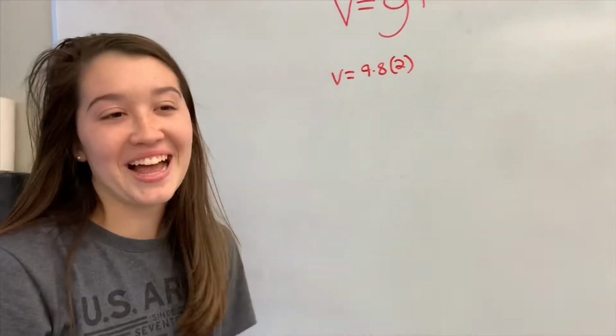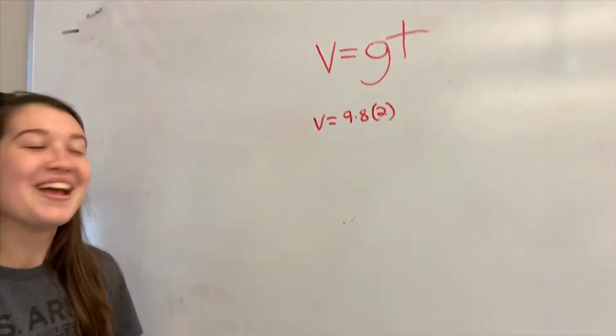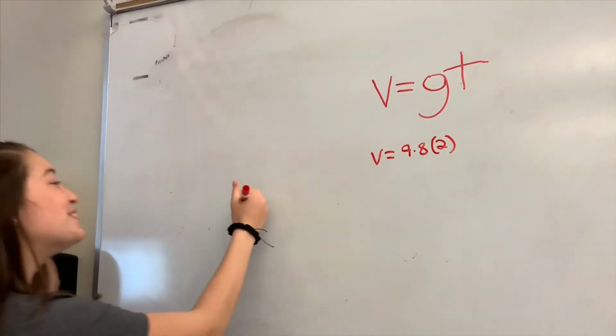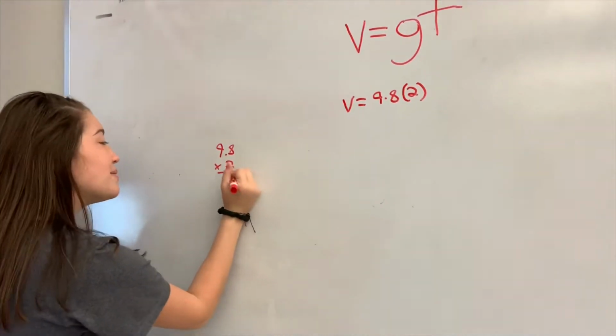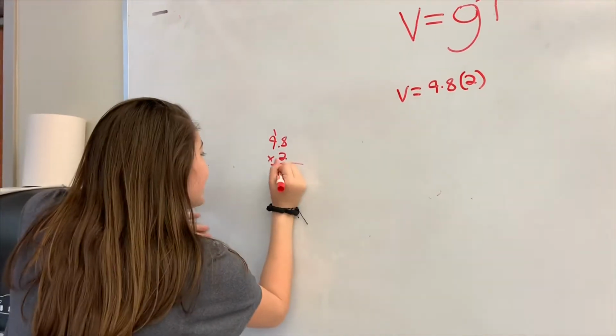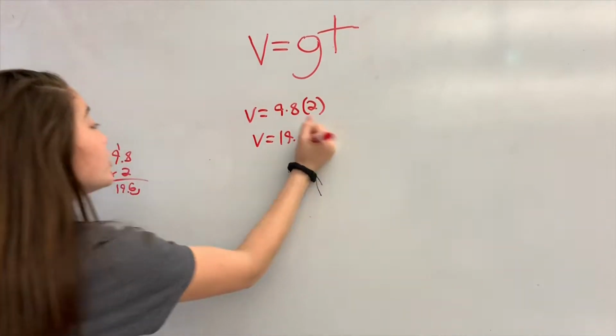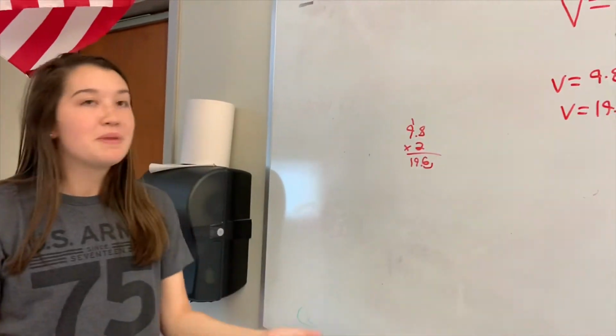I don't have a calculator, but you do 9.8 times 2. So let's do that out this way, because I don't know how to do that in my head. So my velocity would be 19.6 meters per second.